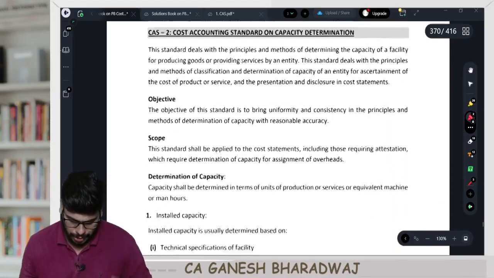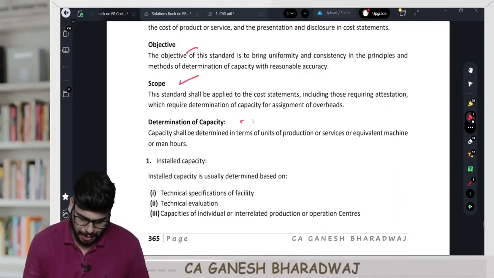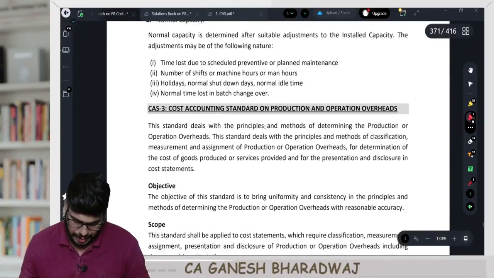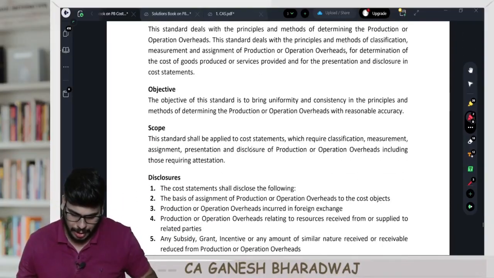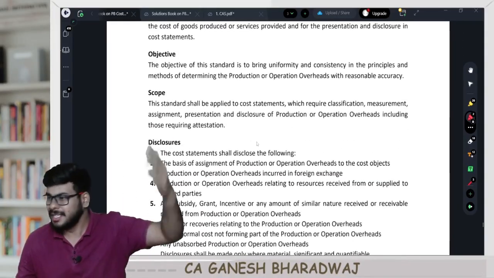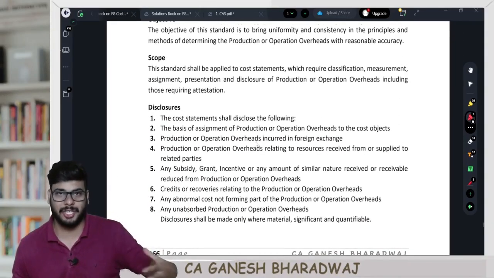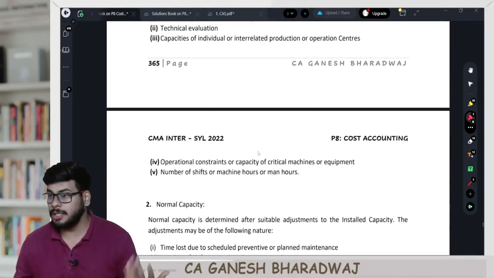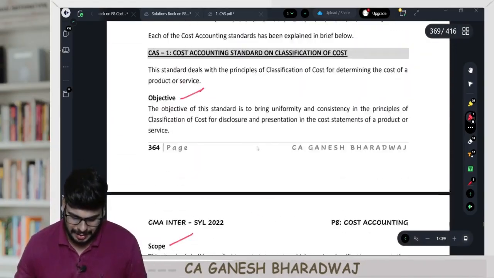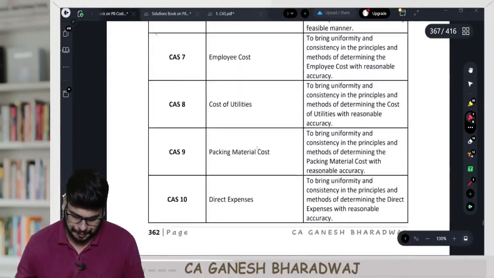See, CAS 1 is over. For CAS 2, objective, scope, or something specific to that particular standard is given, which we have already learnt during the course of the entire subject. That's about it. For 3, scope, objectives, disclosures. So this is purely a presentation and theoretical area. Now, sir, I need to know all these things. How will I do this? Very, very simple.